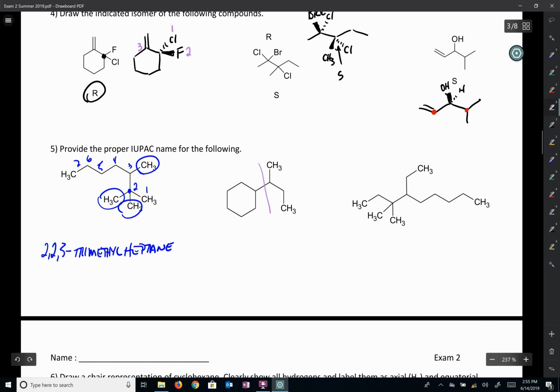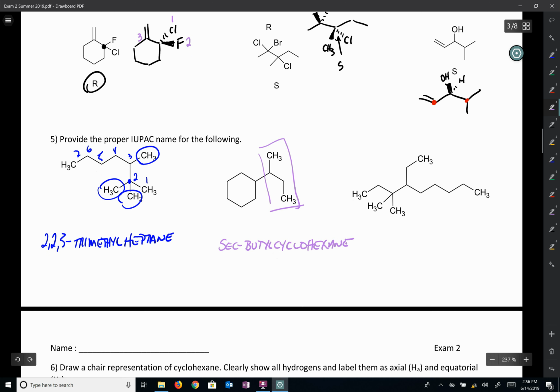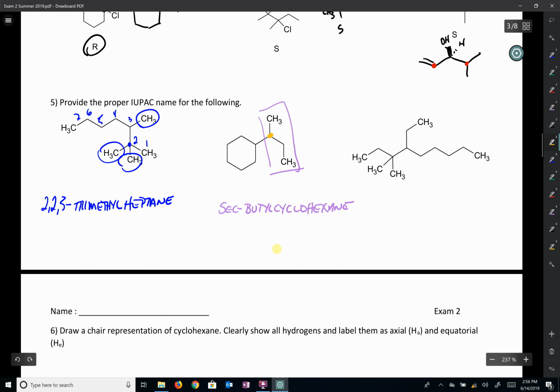Here we've got a cyclohexane, and we've got this group coming off of there. All right, so this is sec-butyl. That's a sec-butyl group. You could have also named this as a branched branch. So you could have also called this 1-methylpropylcyclohexane, but either way is just fine.